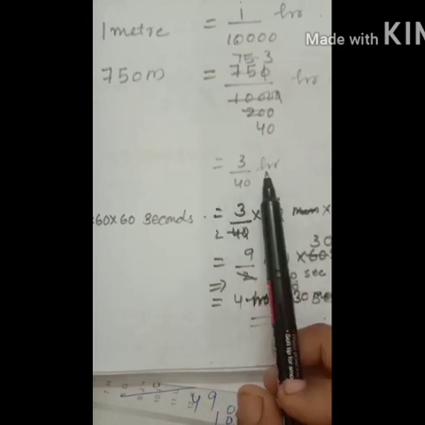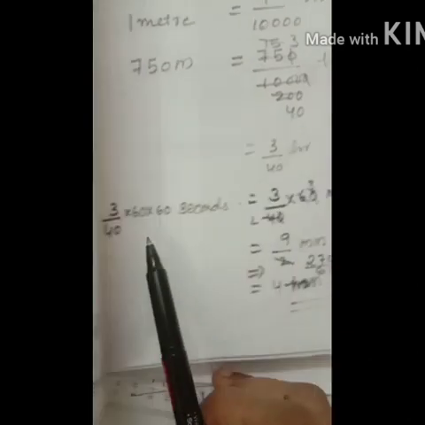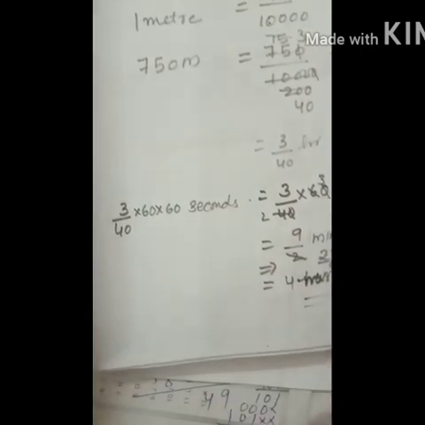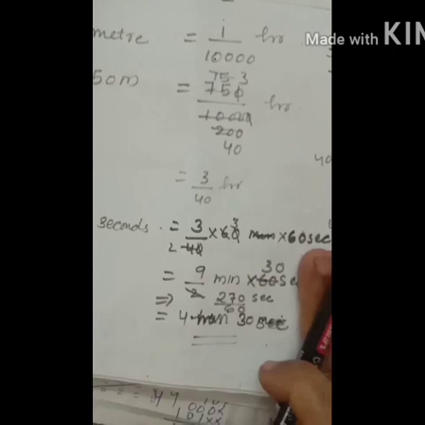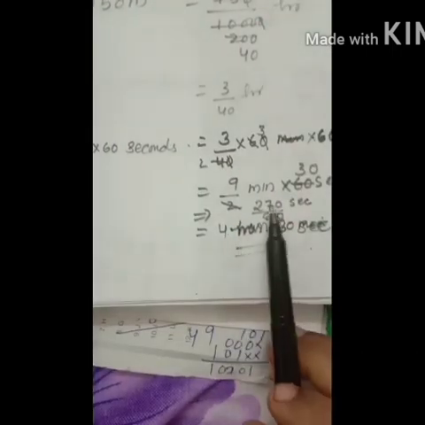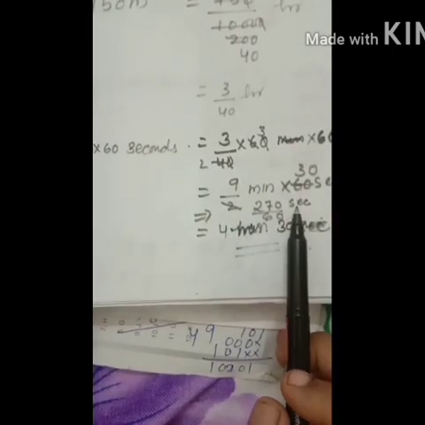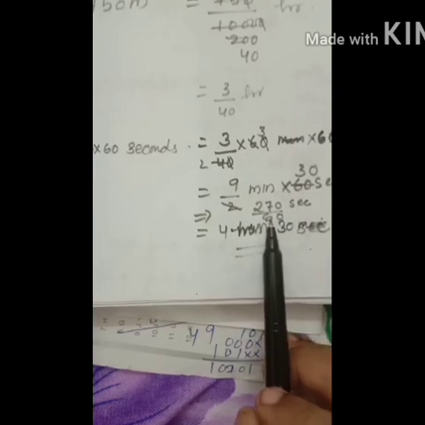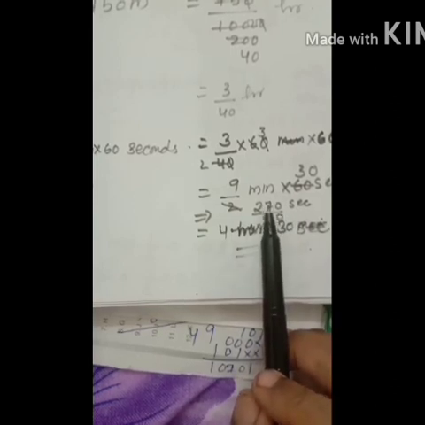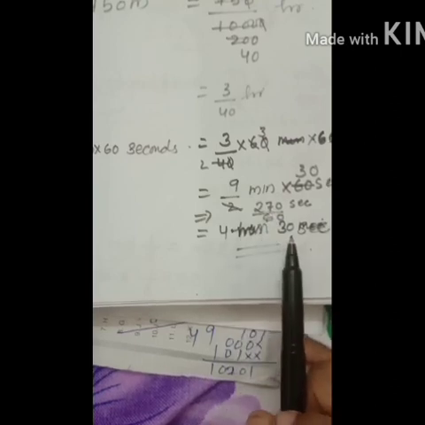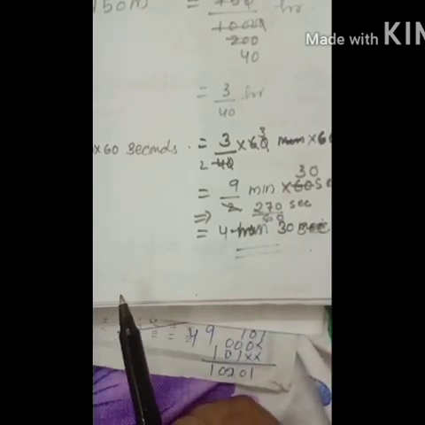1 hour is 60 into 60 seconds. Multiply with the 60 into 60. It will come to seconds. After that you can divide, 270 seconds you will get. After that you can divide by 60. Then it will be split into minutes and seconds. 4 minutes 30 seconds. Okay.